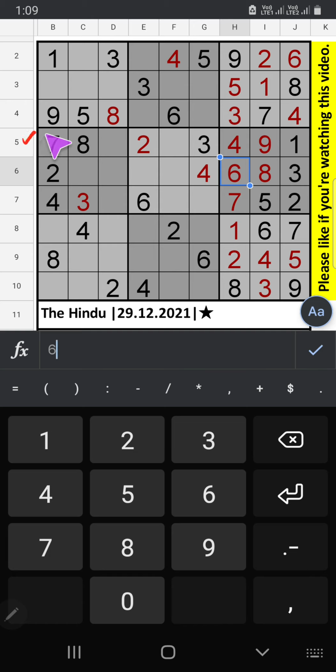In 5th row, two numbers are remaining, 5 and 6. 6 already we have, so it can't come in this cell. 6 will be here, then 5 will be here. Column F and column G, we already have 5, so it can't come in these cells. Also 9th row also we have 5, so it can't come in this cell. Then 5 will be here.